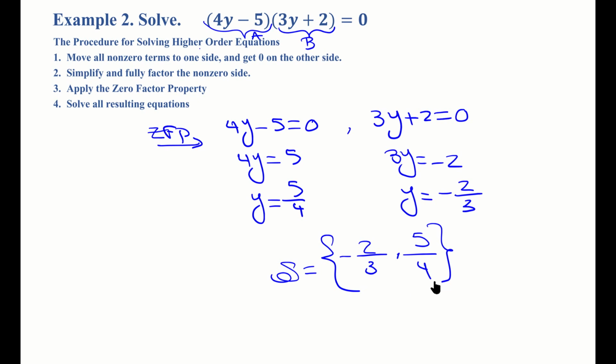In other words, sets of this kind, where we're just putting objects in them, are just a collection of well-defined objects, so they are not ordered. Now, if you're dealing with an ordered pair, that's an ordered entity, but not a regular set, such as a solution set. I could have put 5/4 first and then negative 2/3, and that would have been just as correct an answer. All right.